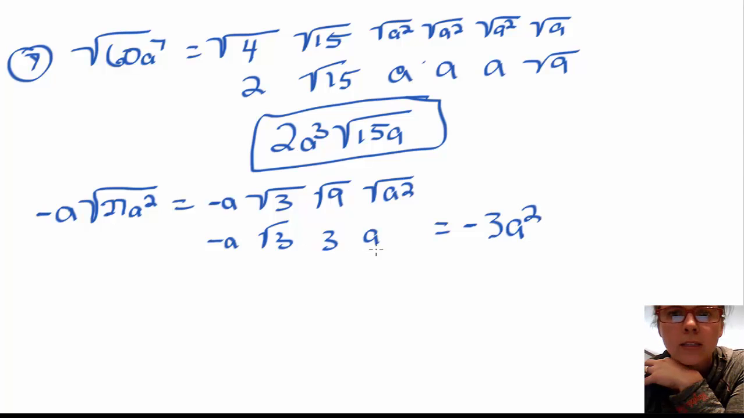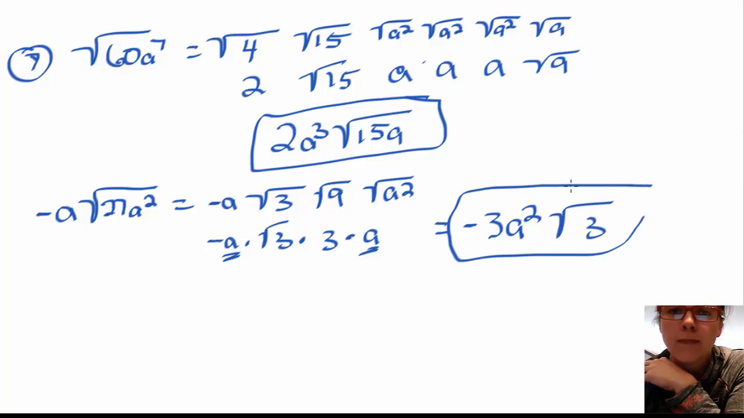Negative 3a squared, because these two a's, you're multiplying them, remember. You're not adding them. You're multiplying them. And then under the radical would be the 3. Another 3 from right there. Okay. All right, next one.